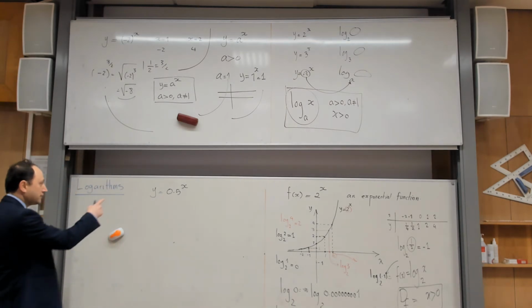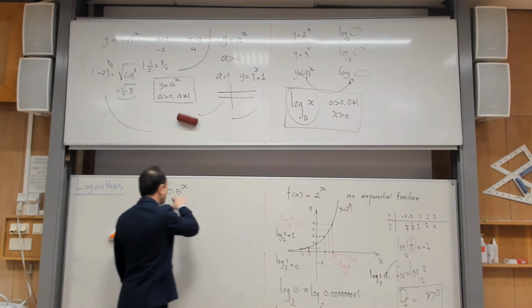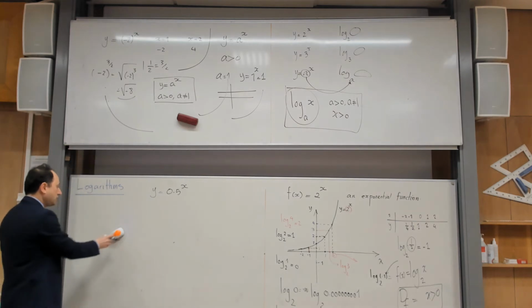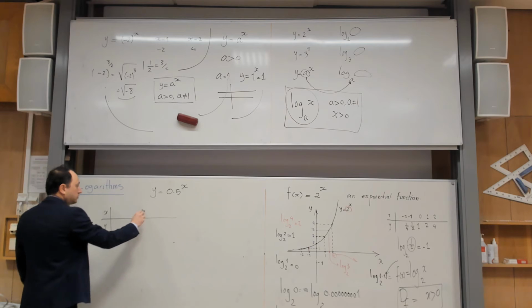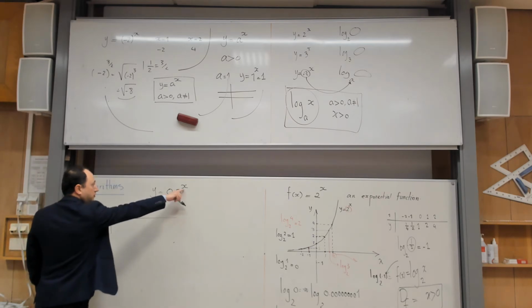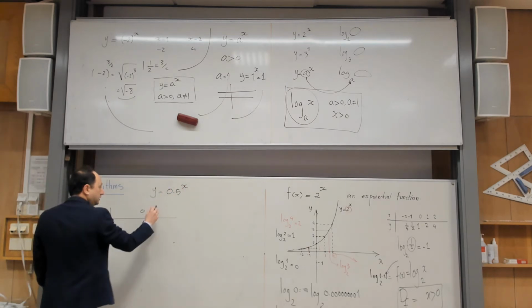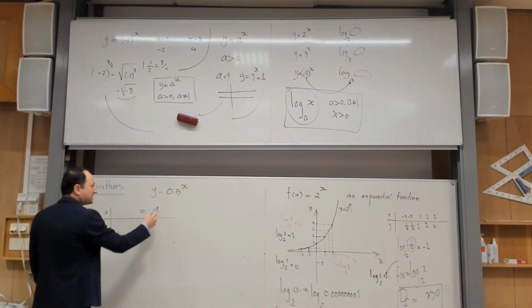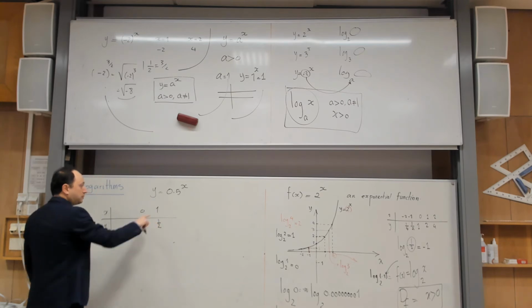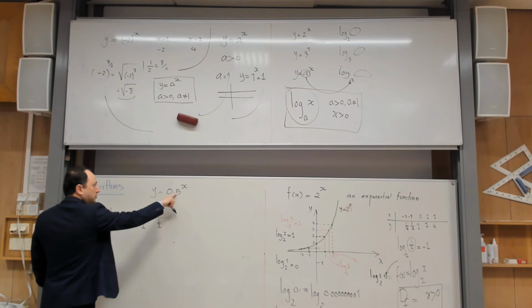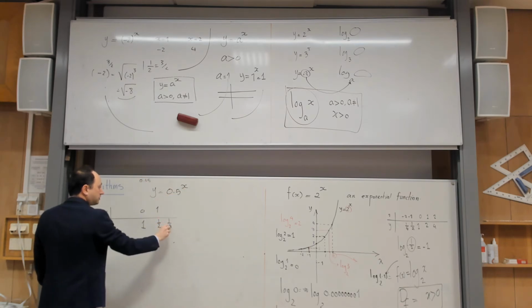But let us draw the graph of this one. So I have changed 2 to 0.5 this time. Okay, let us check what happens. If I draw the graph, x and y, I put 0, 0.5 to the 0, again 1. No problems. But if I put 1, it gives me 0.5, which is 1/2. If I put 2, it gives me 0.5 to the power 2, which is 0.25, which is 1/4.